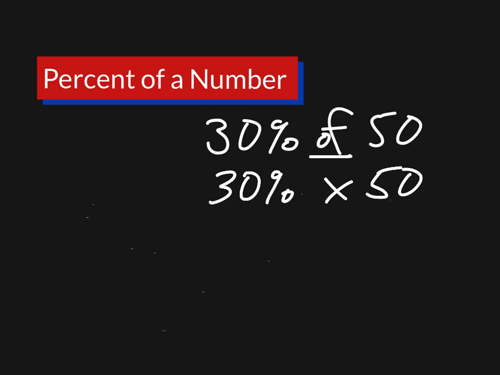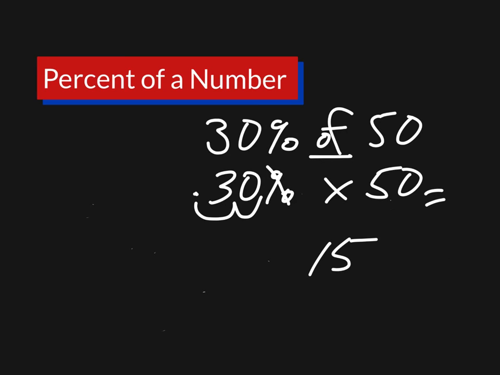We can't multiply a percent, so what we're going to do is start by converting that to a decimal. And if you remember, that means you divide it by 100, so let's get rid of the percent sign. Okay, so now it's 0.30 or 0.3 times 50. And if we work that out, we'll find that that is equal to 15.